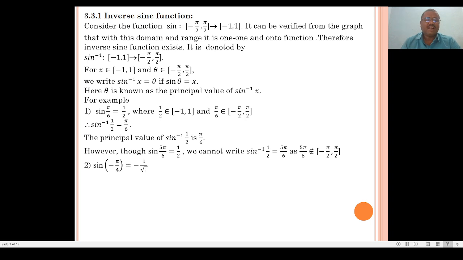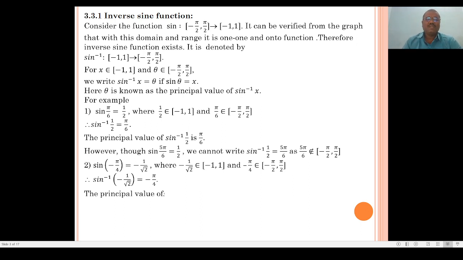Now second example, sin minus pi by 4 equals minus 1 by root 2, where minus 1 by root 2 belongs to closed interval minus 1 to 1 and minus pi by 4 belongs to minus pi by 2 to pi by 2. So therefore sin inverse minus 1 by root 2 equals minus pi by 4, and the principal value of sin inverse minus 1 by root 2 is minus pi by 4.